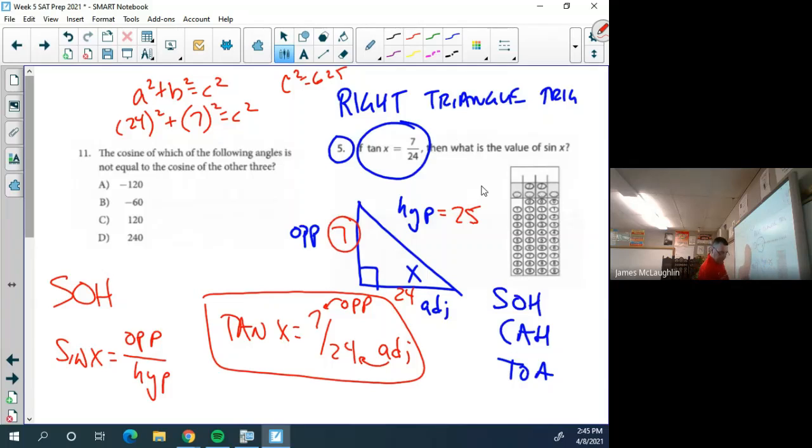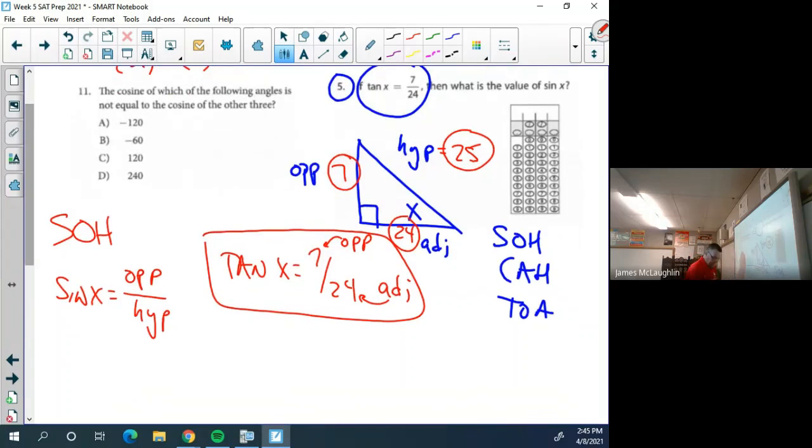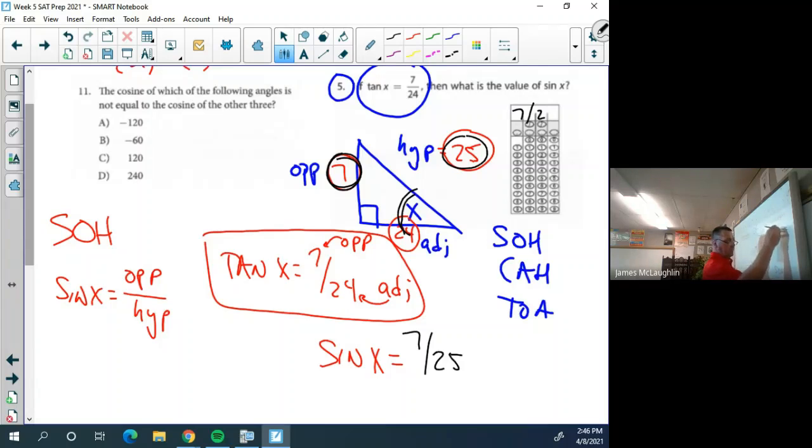So I now have 3 measurements of the side lengths of a triangle, and I'm asked to find the sine value. Again, sine of an angle measurement from a right triangle is going to be opposite over hypotenuse. And here's X. There's my opposite over my hypotenuse. 7/25. Classic: bubble in the 7, bubble in the division sign, bubble in the 2, bubble in the 5.